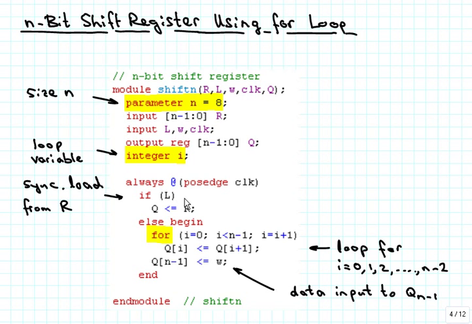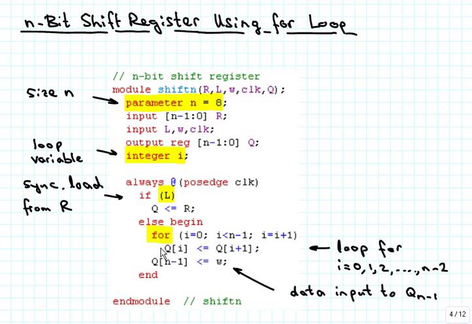And in this particular case, we have chosen to make a synchronous load, so we only have the positive edge of the clock in the sensitivity list of that always block. And whenever that transition of the clock is happening, then we check first whether it's a load, and if it is a load, we load Q with R, and if it's not a load, then we do the shift operation, which is implemented here as a for loop.